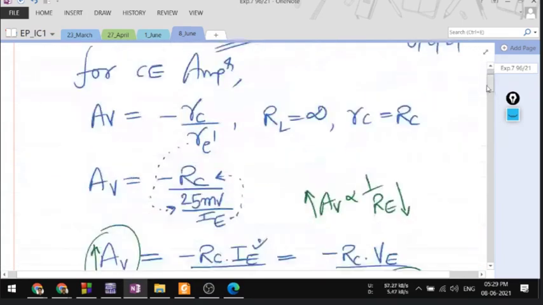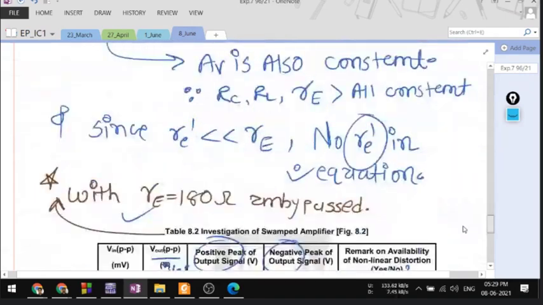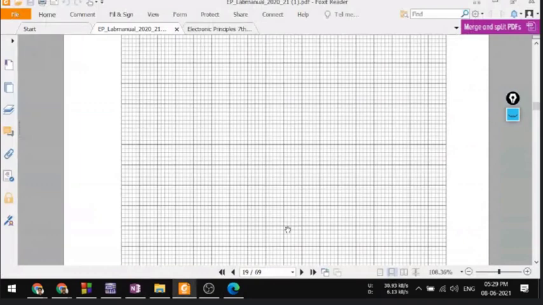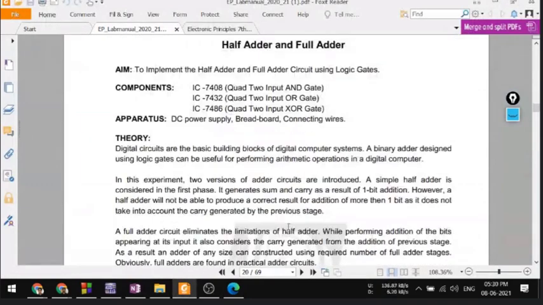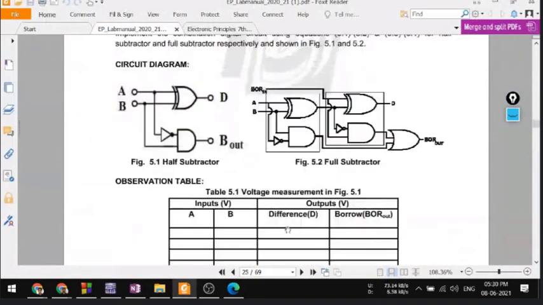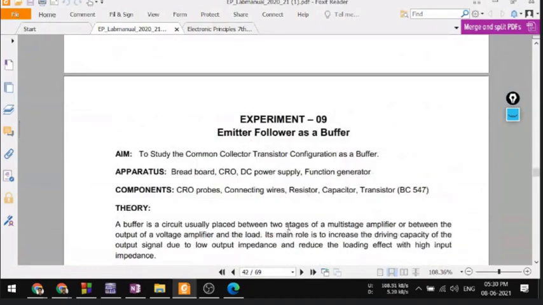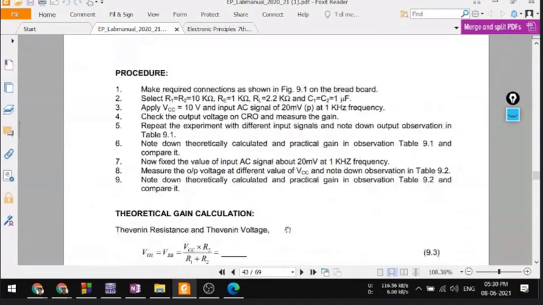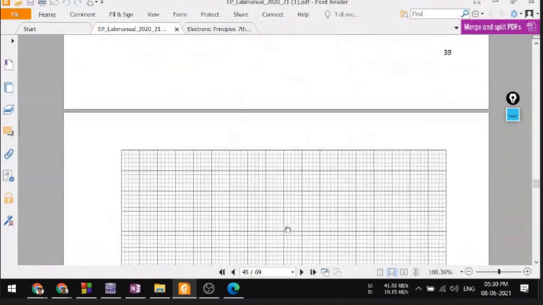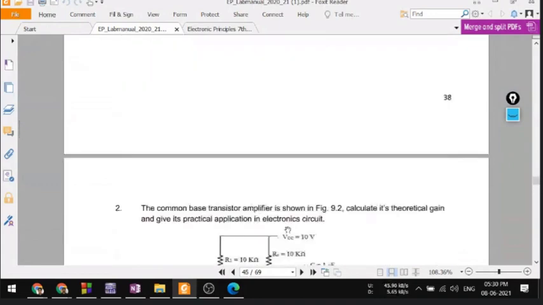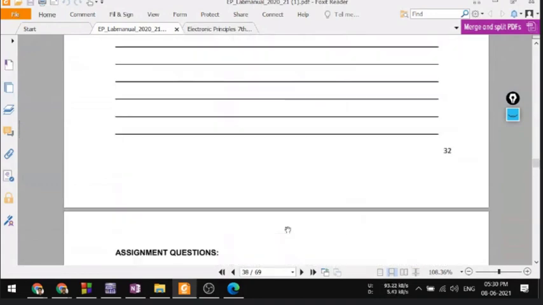Up to this we will stop. In the next lab we will go with the next one, the emitter follower, the buffer, and the 10th. Now two experiments are left. We will complete them, don't worry.